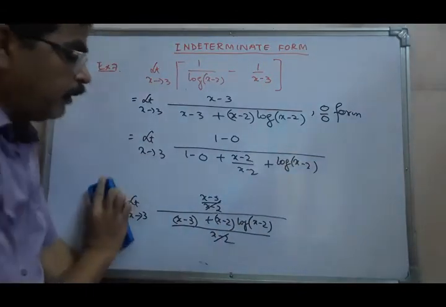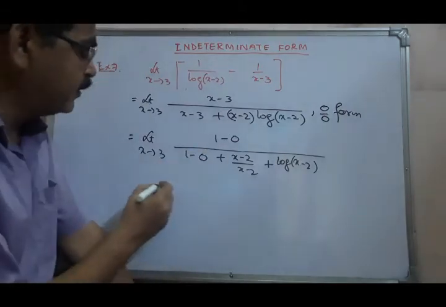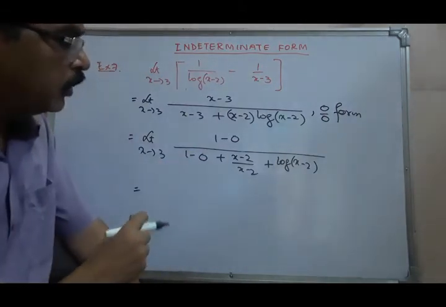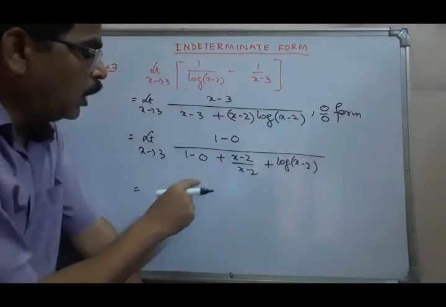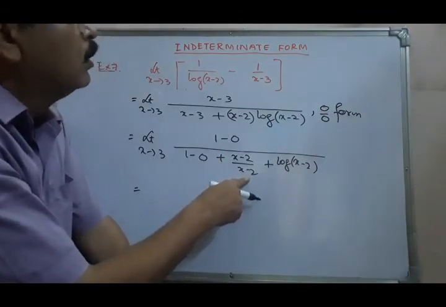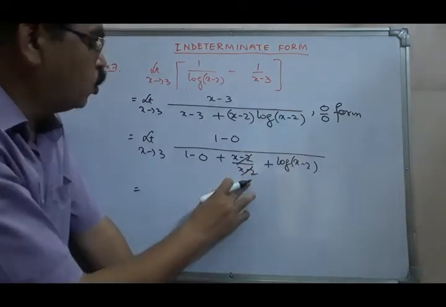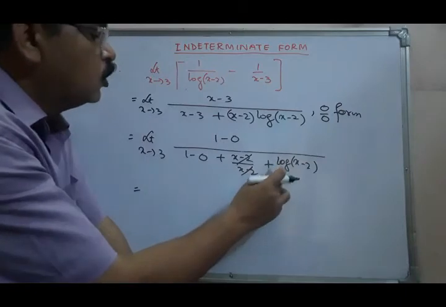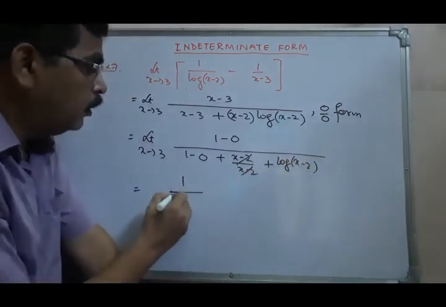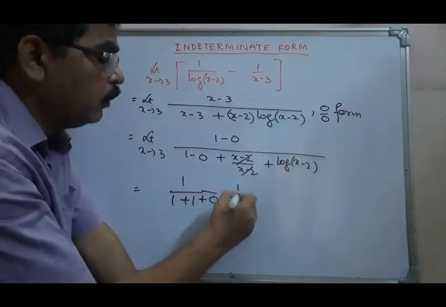Now substitute the value directly. So what will we get? We are replacing x equal to 3. So check whether it is indeterminate form or not. It is 1, this is 1, so 1 plus 1, this is cancelling, 1 plus 1, and therefore it is 0. So final answer 1 by 1 plus 1 plus 0, so 1 by 2.